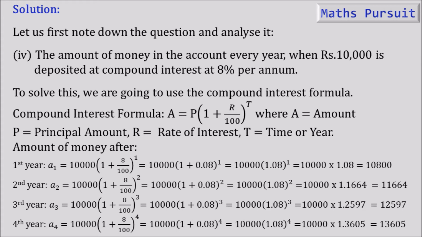Now guys, what are the final amounts that we got here? The amount of money after the first year, A1, we got here is 10,800, A2 we got here is 11,664, A3 we got here is 12,597, and finally A4 we got here is 13,605. Guys, this type of calculation will still move ahead, but we are considering only 4 years.